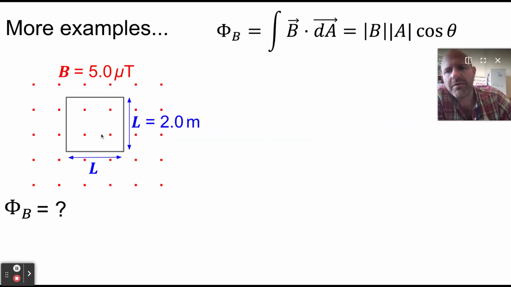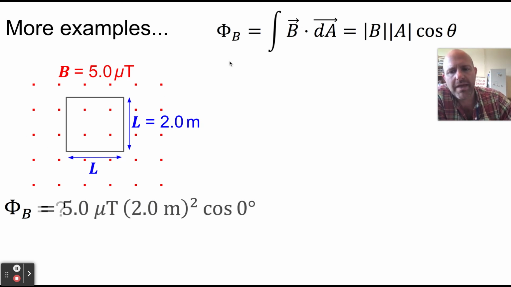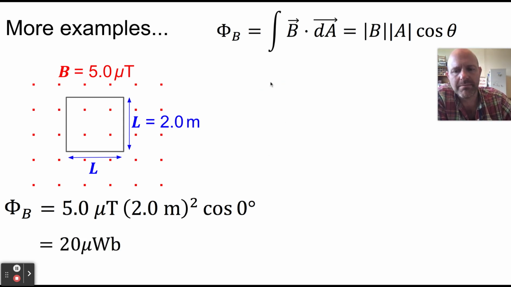More examples of this. Well, if you had a square as your loop, the surface that you're worried about, with a magnetic field of 5 microtesla and a side length of 2 meters, we could find that the flux is 5 microtesla times (2 meters) squared, times the cosine of theta, which is 20 microwebers.